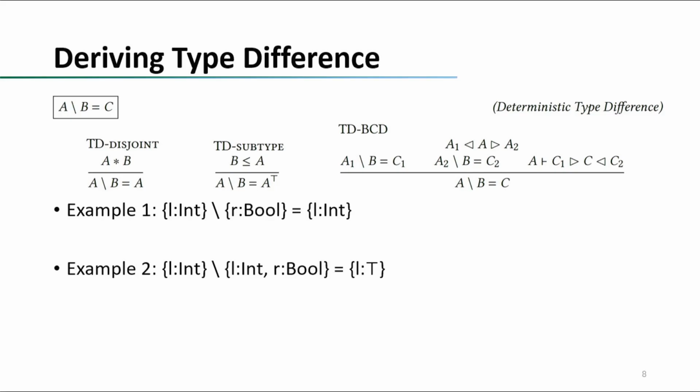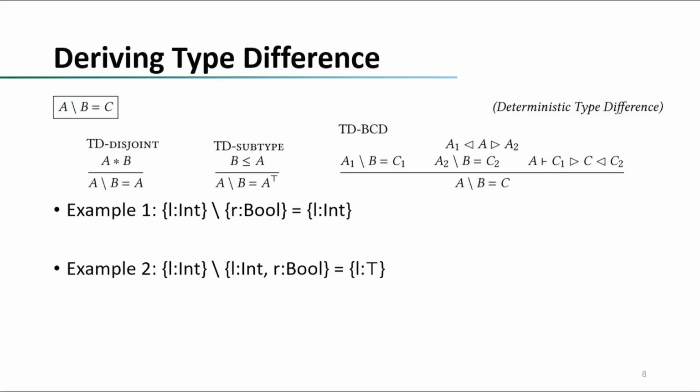L top is a top type of the single-field record. It is equivalent to the top in the BCD subtyping system. And the last rule is the TD BCD, which is the case that B is neither disjoint nor a subtype of A. Here, A can be understood as an intersection type, whose intersection components are A1 and A2.